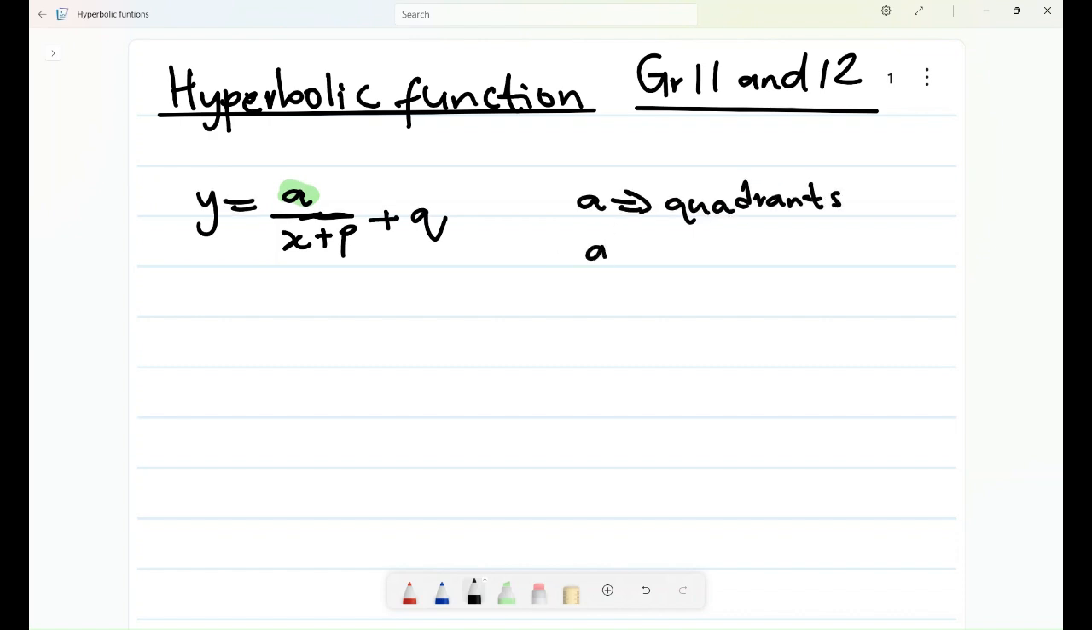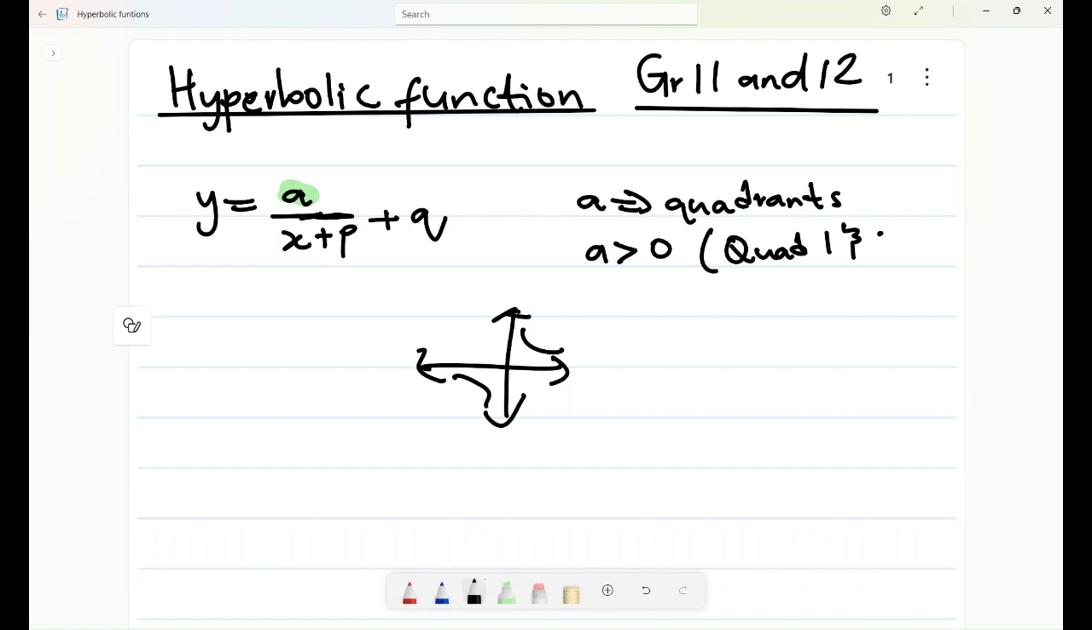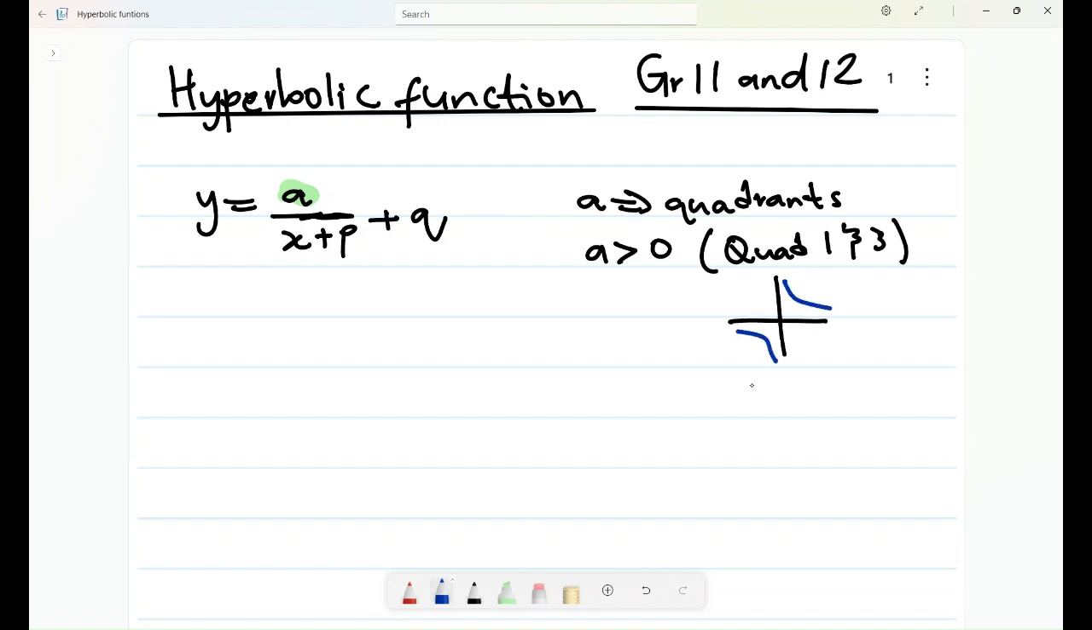Why? I'm saying if A is greater than 0, if I'm having something like this, it's going to be on quadrant 1 and 3. So it's going to be quadrant 1 and 3, all right? Something like this. Going to be on quadrant 1 and quadrant 3.